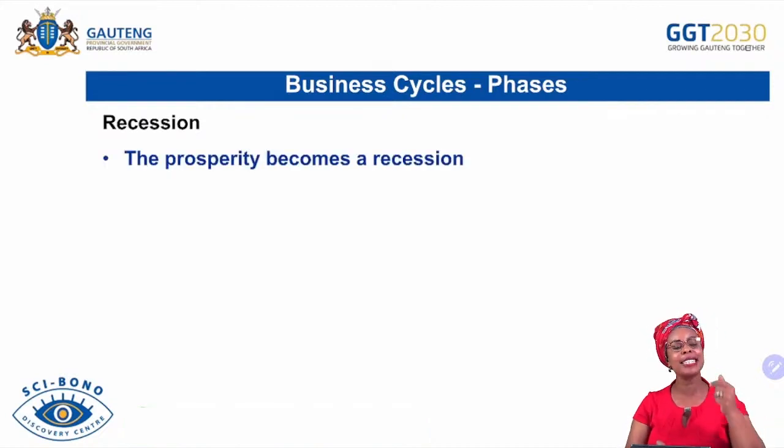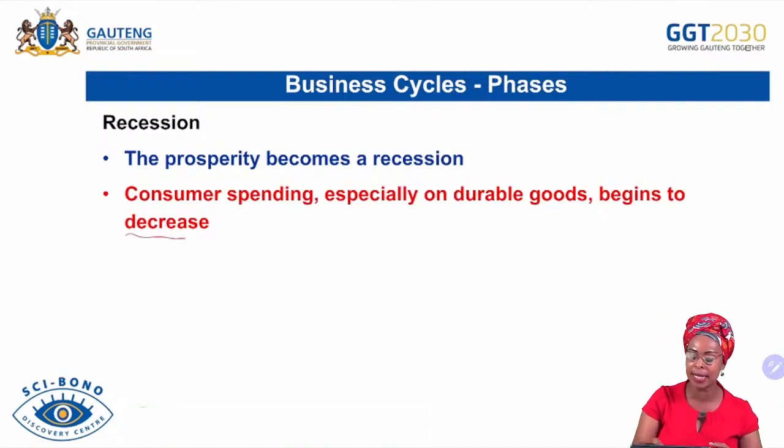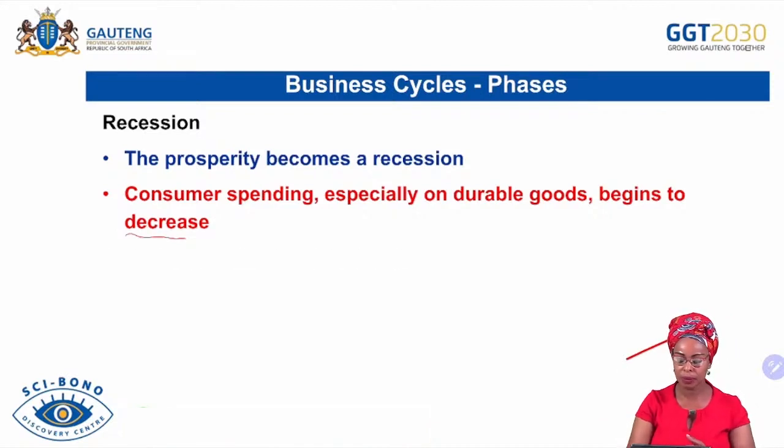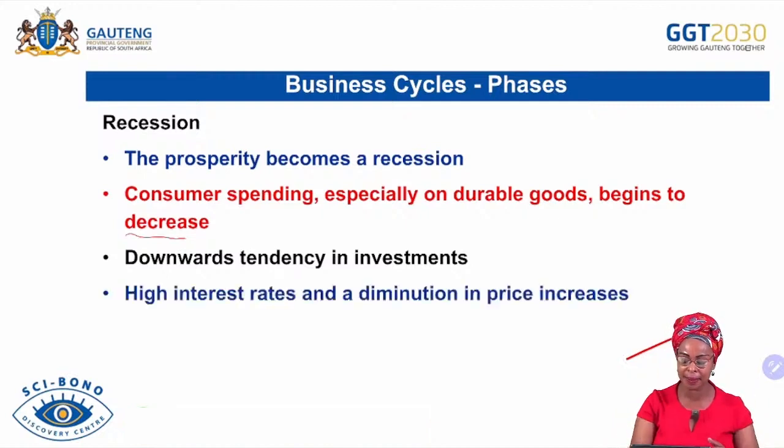Then we enter the recession phase. The recession phase comes after the prosperity phase. Consumer spending, especially on durable goods like cars, furniture, houses, will decrease. There will be a downward tendency in investment. Businesses will start to invest less. High interest rates and a diminution in price increases.